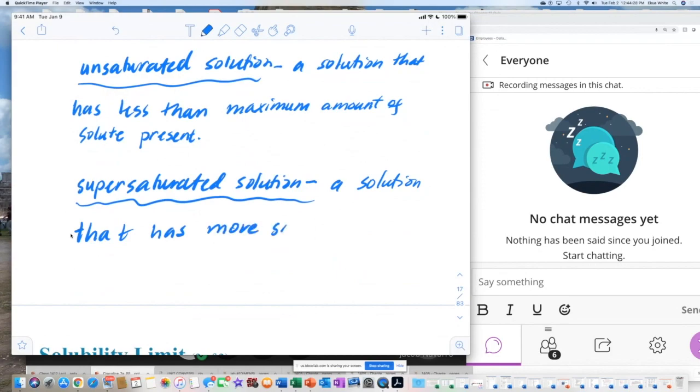More solute than the maximum allowed. So how is that possible? If the first one had maximum, how can you have more than maximum? Are you violating some kind of code?